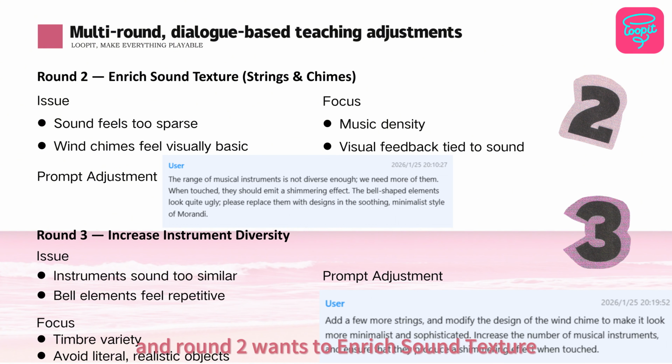And round 2 wants to enrich sound texture. The issue is sparse sound and basic visuals. The adjustment focuses on music density and visual feedback. Round 3 addresses repetitive timbre and increased instrument diversity. The focus shifted to variety and style.